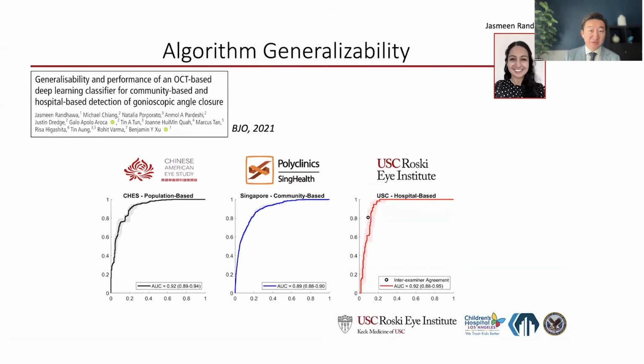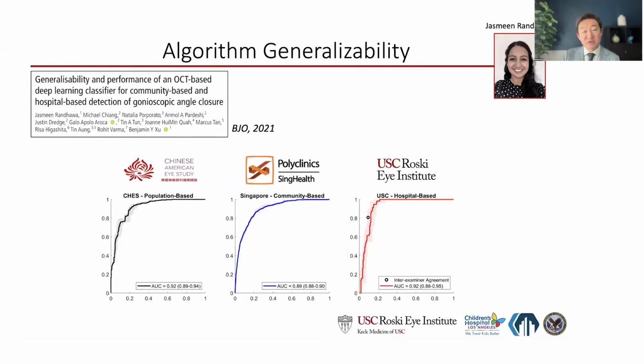And so you can see here now there are 3 ROC curves, and the area under the curve for each of these different populations was very similar at around 0.89 to 0.92. So this is despite differences in patient populations, clinical settings. It is important to note, though, that we use the same AS-OCT system across all 3 sites.